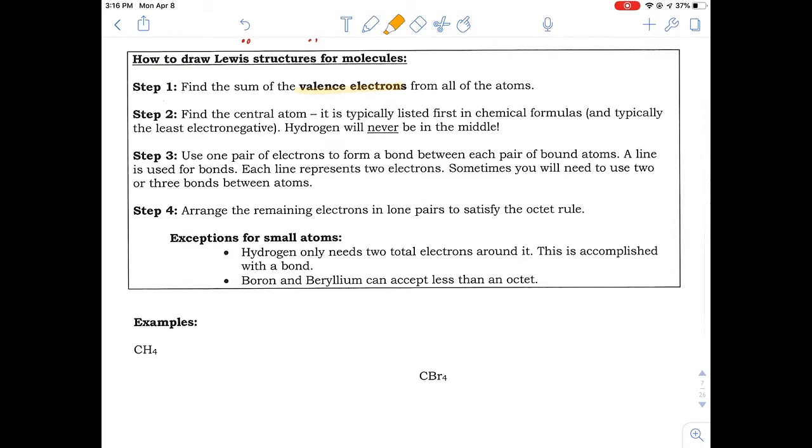Exceptions: hydrogen only needs 2 electrons around it to make it happy. Boron and beryllium can both exist without an octet. Boron can have 6 in his outer shell, and beryllium can have 4. And it's really because of electronegativities.